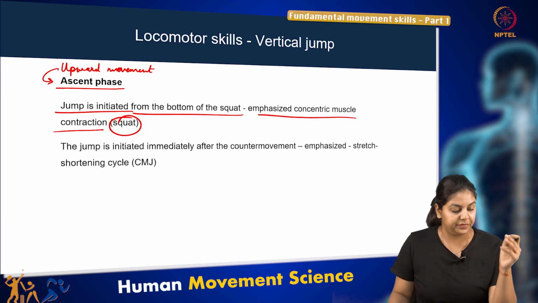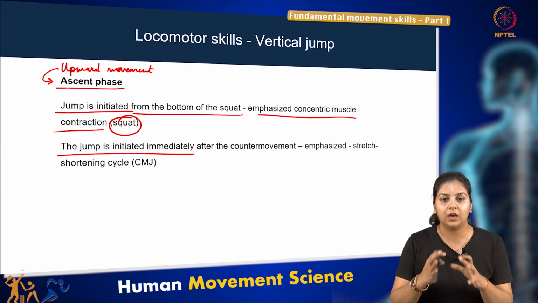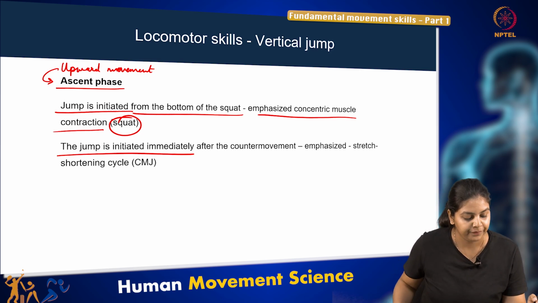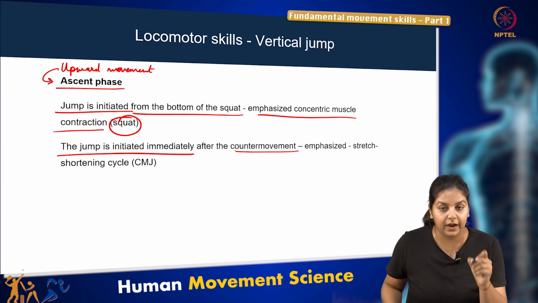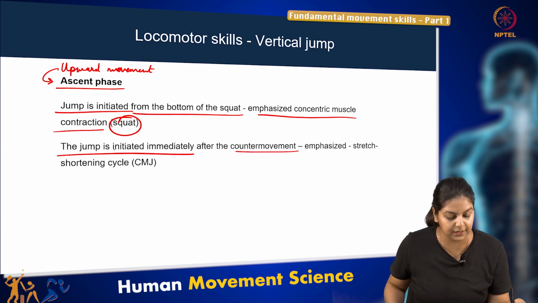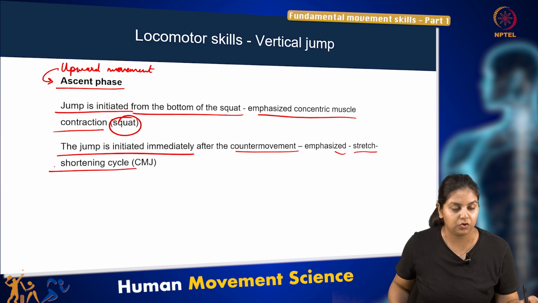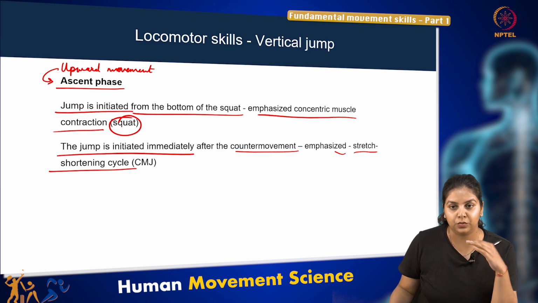Whereas in the counter movement jump, the jump is initiated immediately, right? So you get into the arm swing, you move down, and immediately the jump is initiated. So again, very important to note that it is initiated immediately after the counter movement, and the stress here is on the stretch shortening cycle, right? So the stress here is on the stretch shortening cycle, using that to propel upward.